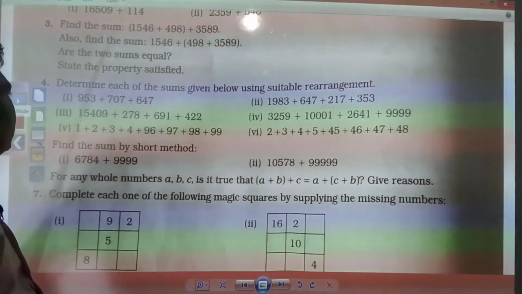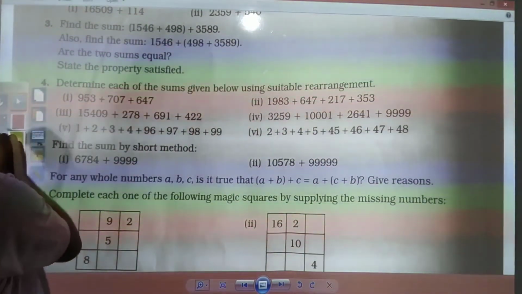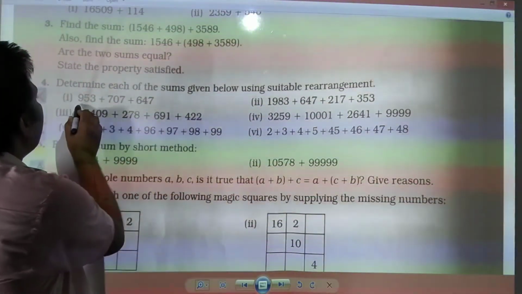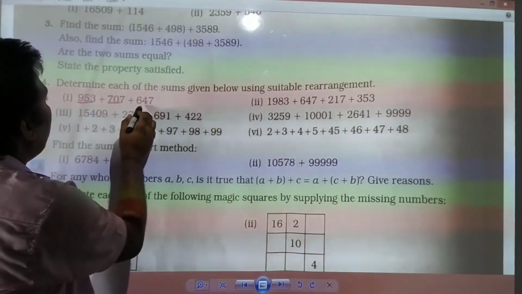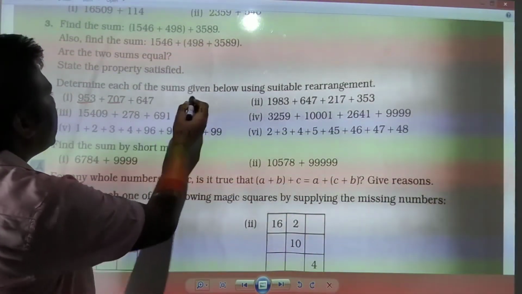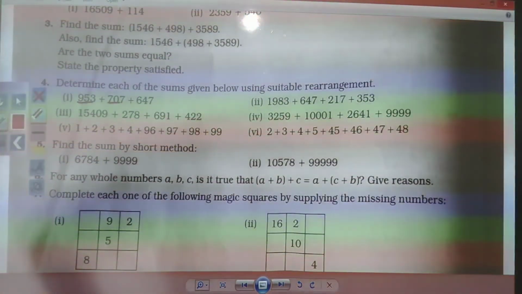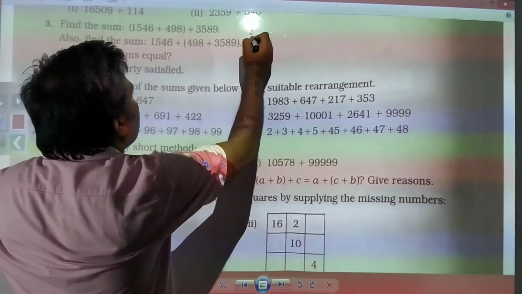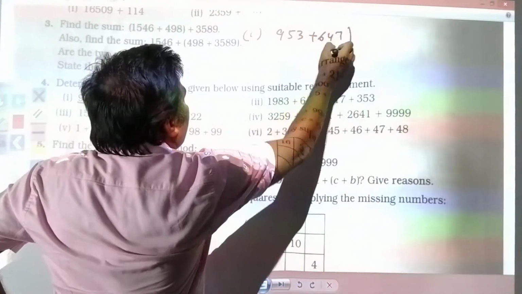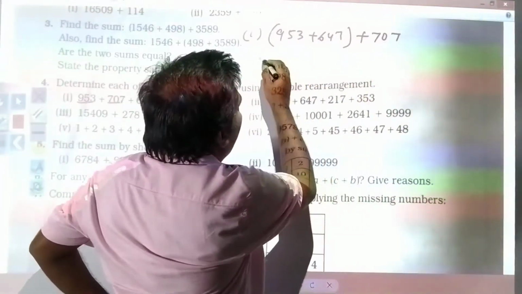Next you see, determine each of the sums given below using suitable rearrangement. So here you see few questions I am solving, rest of the questions you try to solve by yourself. So 953 you have, and 707 you have, and 647 you have. So if you are adding any two numbers, you must get zeros at last so that it will be added easily. So if you are adding first one, you see 953 plus 647, if you will group together, and then you are adding 707, then how it will be solved?